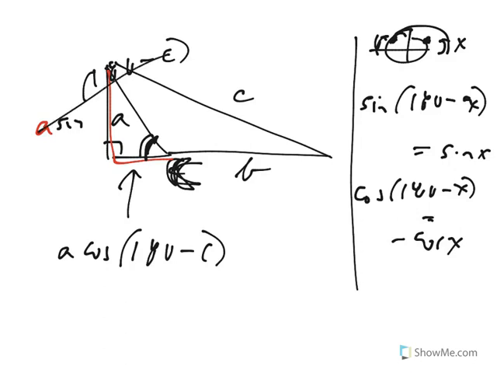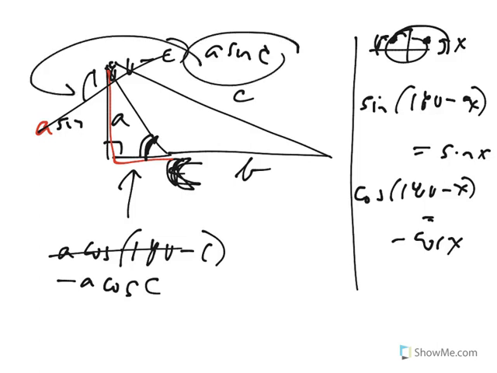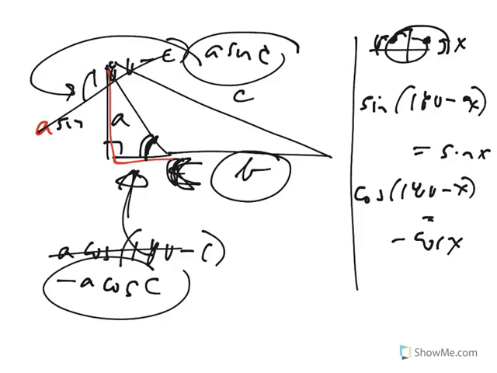So I'm going to change this to a sine C, but I'm going to change this one to negative a cosine C. Now, the right triangle's sides now are a sine C and b plus negative a cosine C, because this is now negative a cosine C. Cosine's negative, by the way, if you're worried about this thing being negative. Cosine C is negative, so this is actually a positive thing, but still negative a cosine C.